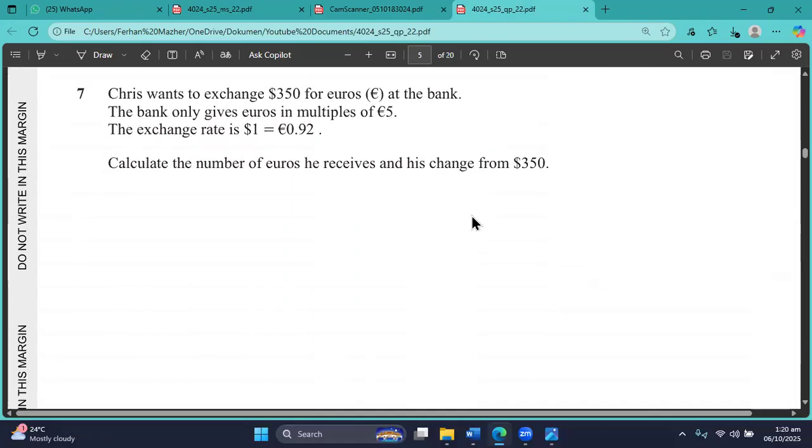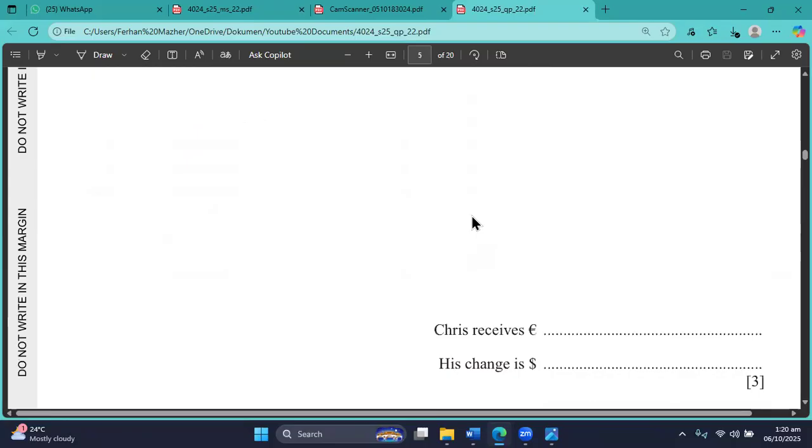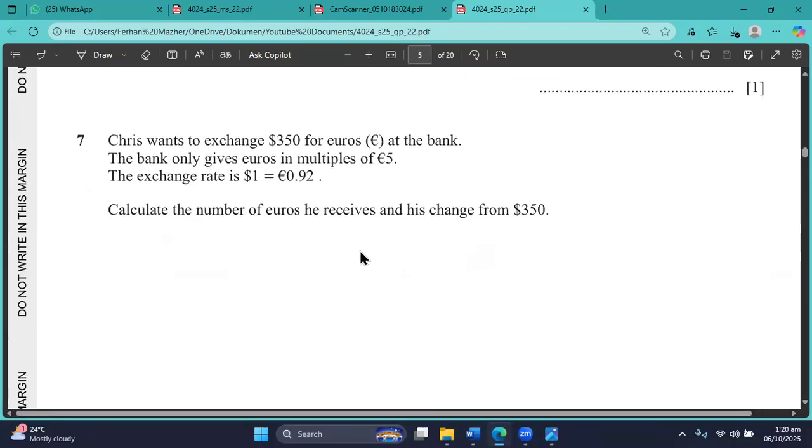Question number 7 is that Chris wants to exchange $350 for euros at the bank. The bank only gives euros in multiples of 5 euros. The exchange rate is $1 equals 0.92 euros. Calculate the number of euros he receives and his change from $350. Okay, so because they only have 5 euro notes, other than that they cannot exchange. So any amount that will be less than 5 euros in exchange will not be changed.